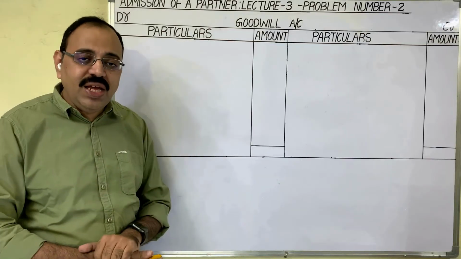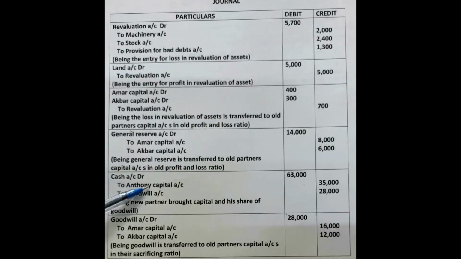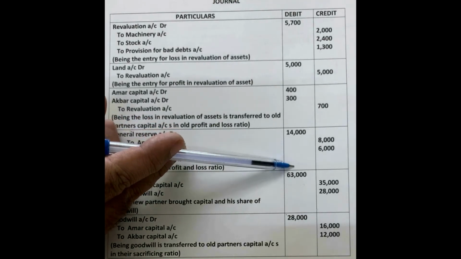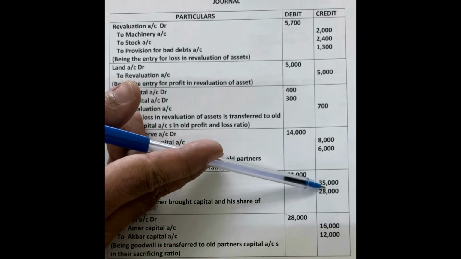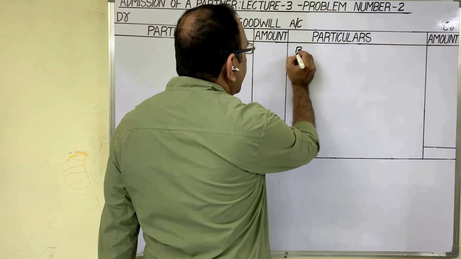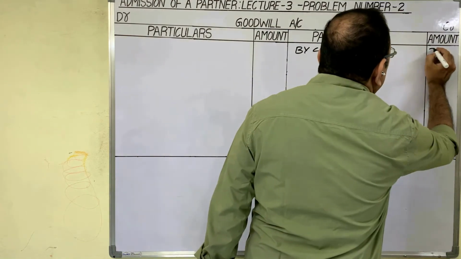Let us see the fifth entry. Cash account debtor to Anthony capital, to goodwill account. Now we are preparing the goodwill account. As the goodwill account is credited in the entry, in the goodwill account credit side we have to post this entry. What to write in the particulars column? The other side, debit side, we wrote cash account. Write down that. By cash account, but don't show 63,000 rupees. We are preparing the goodwill account now, so the goodwill amount, 28,000 rupees, you have to write. By cash account, 28,000 rupees.